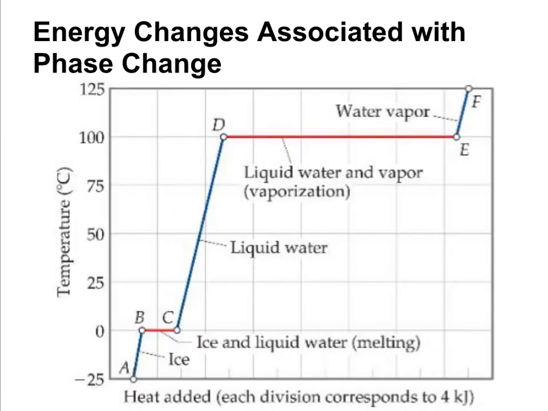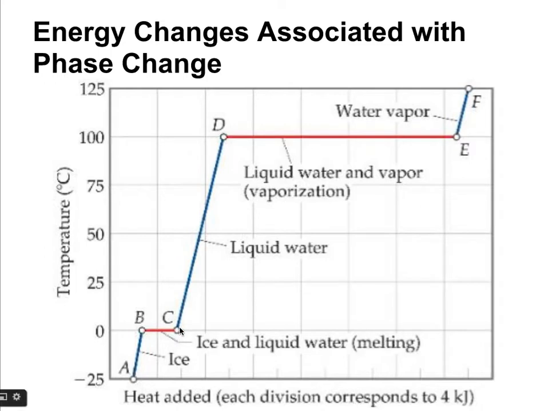Let's take a look at what happens as we start to heat a chunk of ice, a chunk of solid water. At point A, negative 25 degrees Celsius, we have a very cold piece of ice. As we start to add some heat to that ice, though, it starts absorbing energy. The temperature of the ice gets higher until it reaches 0 degrees Celsius. From points B to C, the ice is melting. It's going from the solid to the liquid state. While it's melting, the temperature is not going to increase. It's going to stay constant at 0 degrees Celsius.